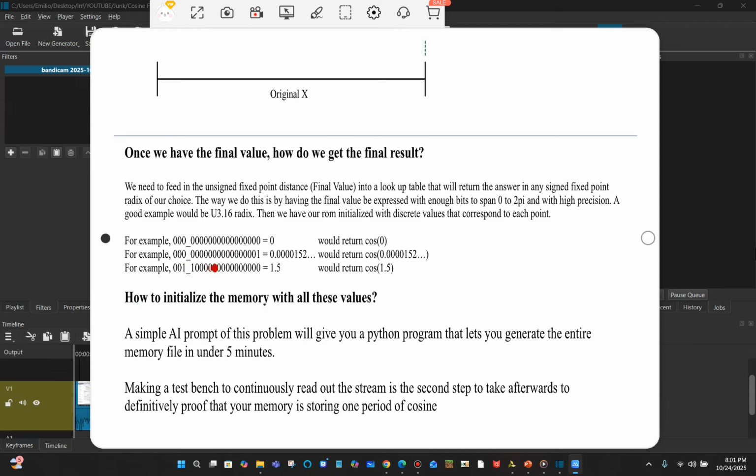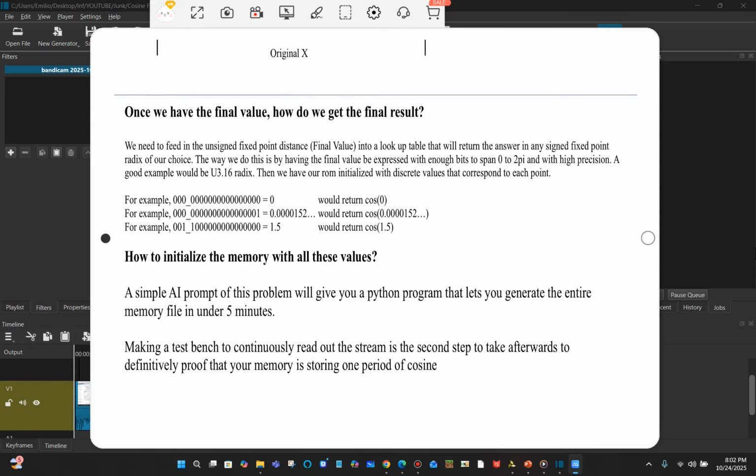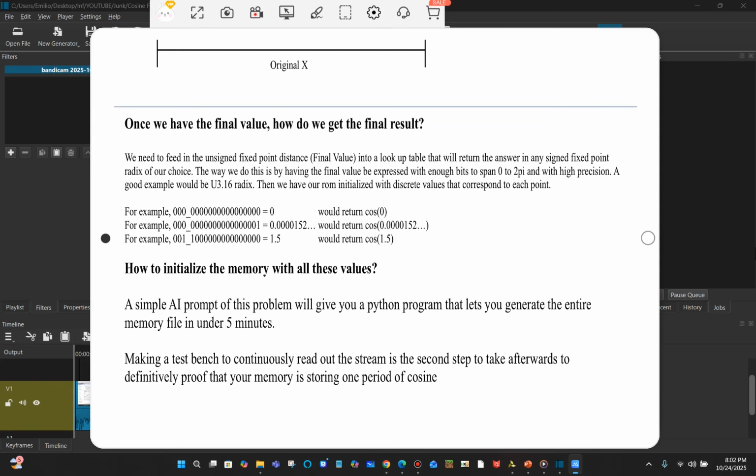So you might be asking, how do we initialize that memory unit with all these values? Well, the way I typically do it is just a simple AI prompt for this problem. We'll give you a Python program that lets you generate the entire memory file in under 5 minutes. It's not at all that complicated to do. It's simple enough that AI can just do it if you explain it. And making a test bench to continuously read out this stream is the second step to take afterwards to definitively prove that your memory is storing 1 period of cosine.